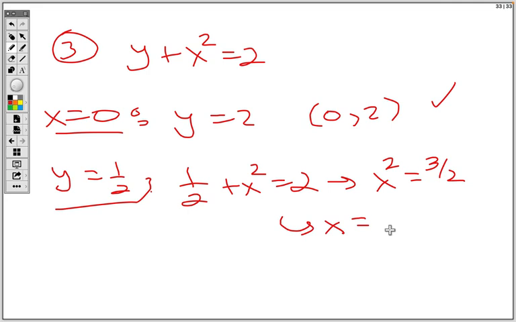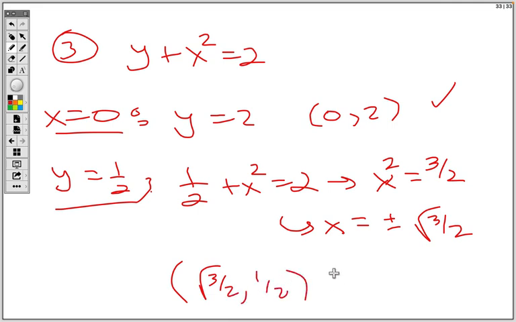So what would x be then? You're solving x squared equal 3/2. What's your x going to be? Yeah, and then don't forget the plus or minus. And so here we're going to get two critical points, root 3 over 2, comma a half, negative root 3 over 2, comma a half.